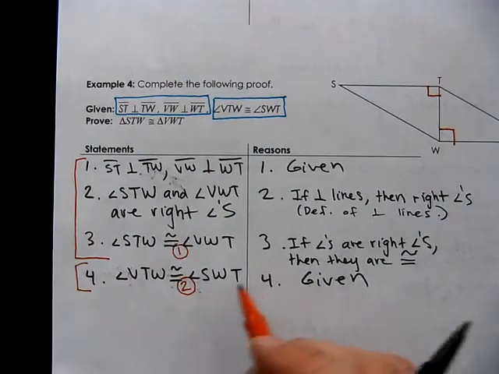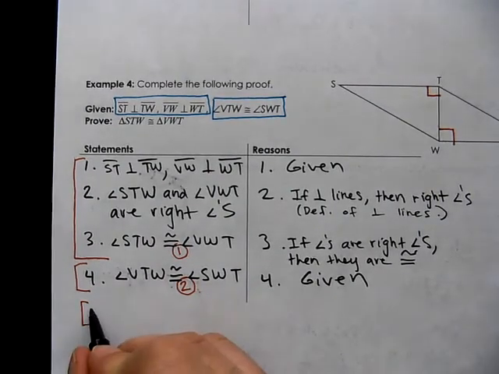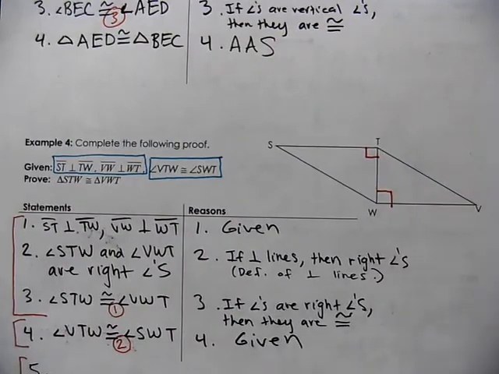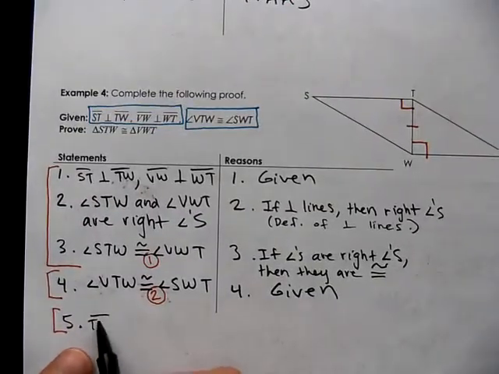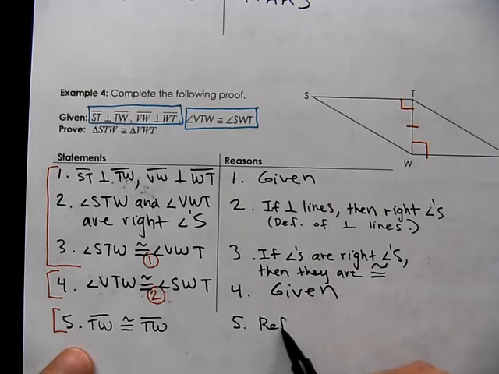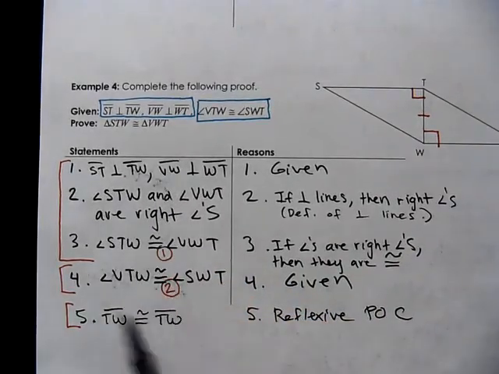And then we're going to transition again, and we're going to try and find another topic sentence. And this will be our third pair of congruent parts. And this is the shared side. Right, so segment TW is congruent to itself by the reflexive property of congruency.